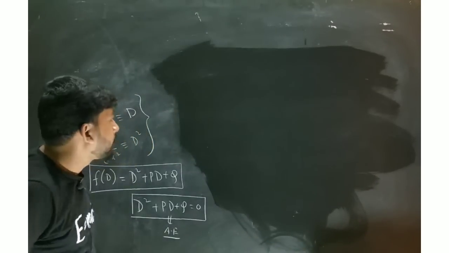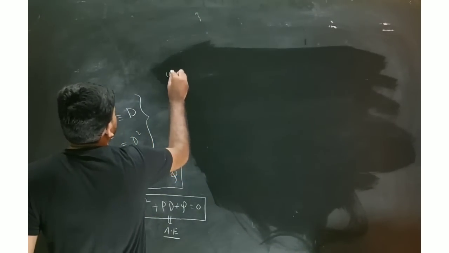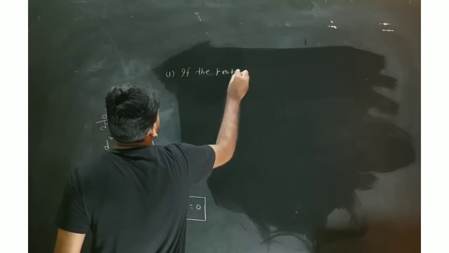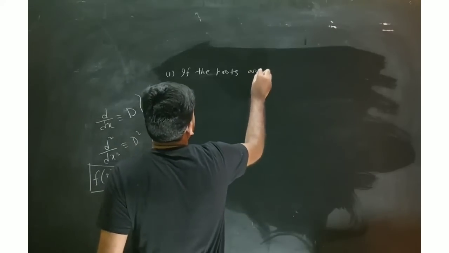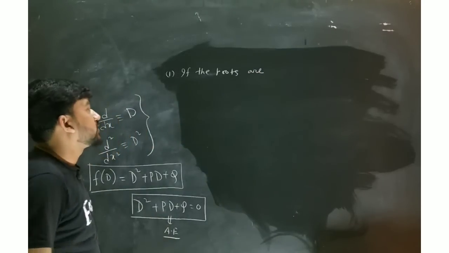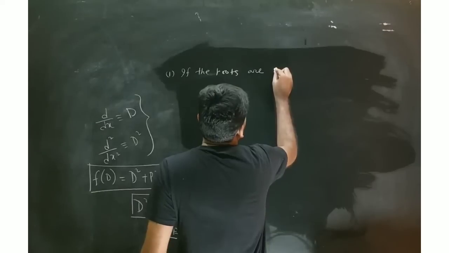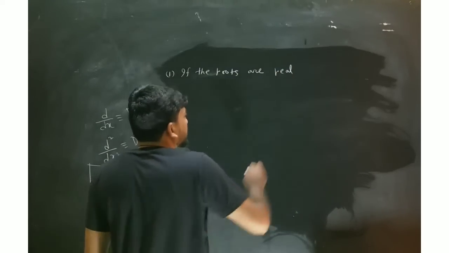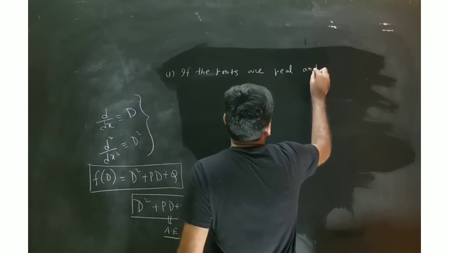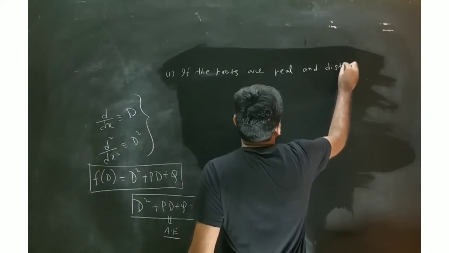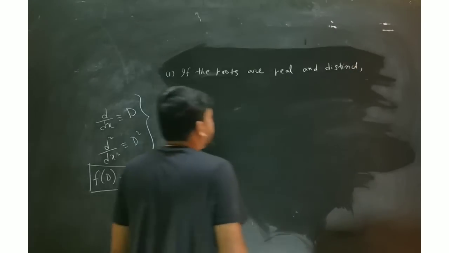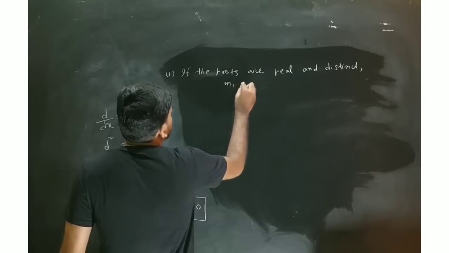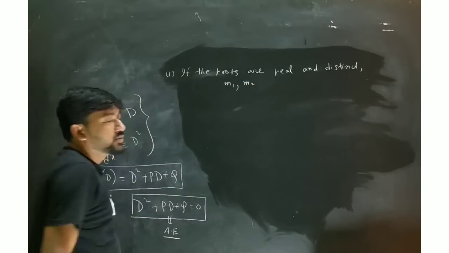Okay, so number 1, if the roots of this quadratic equation are equal... first let me talk about distinct. If the roots are real and distinct, say m1 and m2, but m1 not equal to m2.